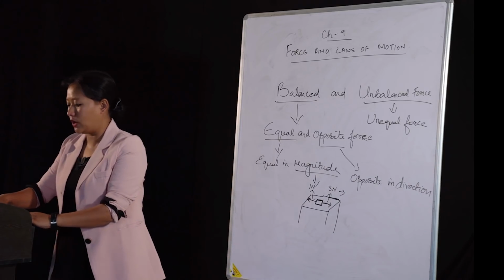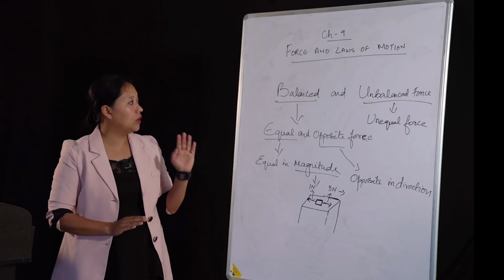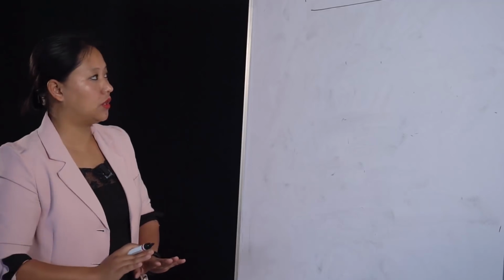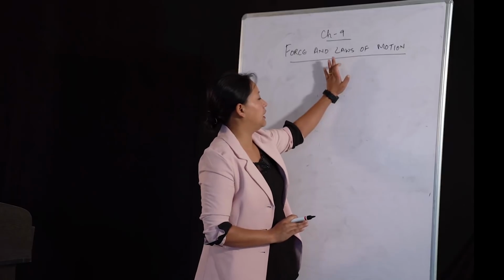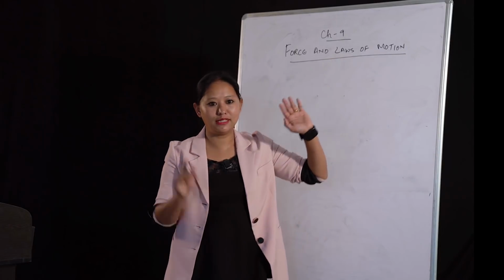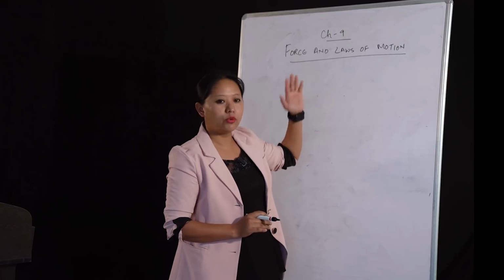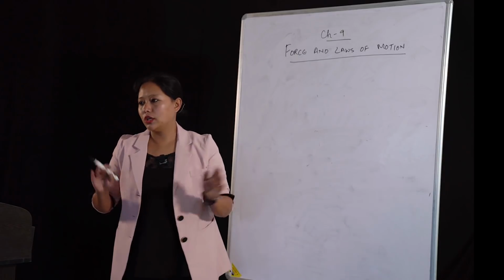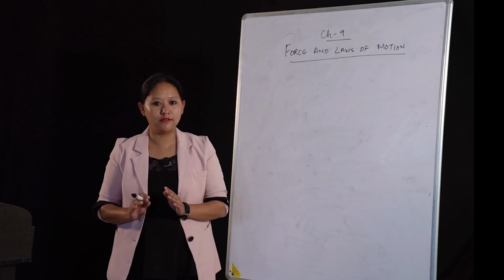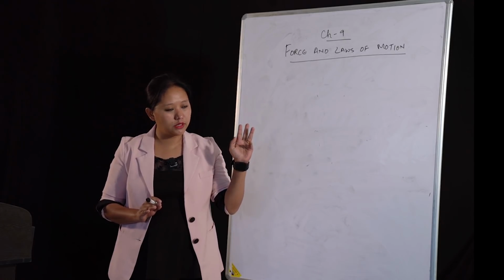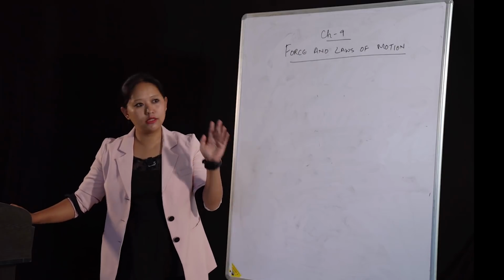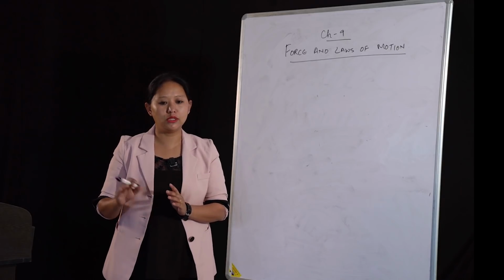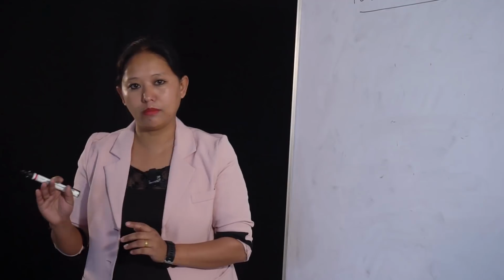So now let us talk about different laws of motion. When I say laws of motion, LAWS, that means S is plural. That means there is more than one law. So we will be discussing the different types of laws. In order to describe motion, Newton has given 3 types of laws: first law of motion, second law of motion, and third law of motion. All these laws of motion are known as Newton's laws of motion. So we will be discussing them one by one.